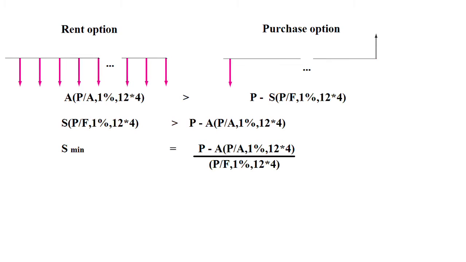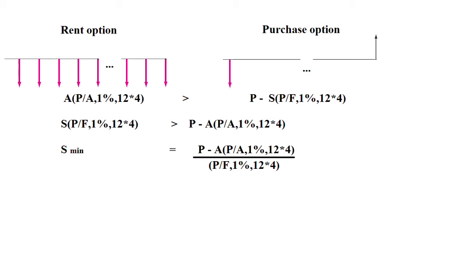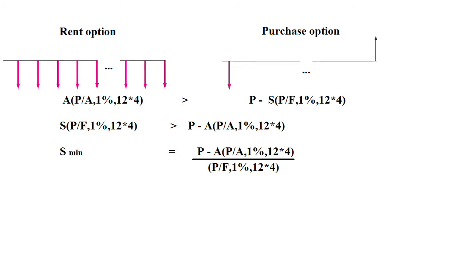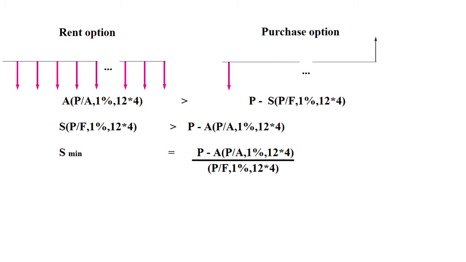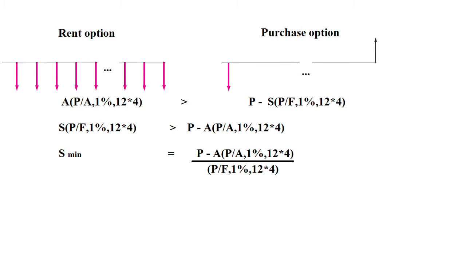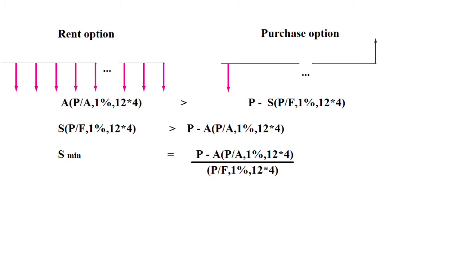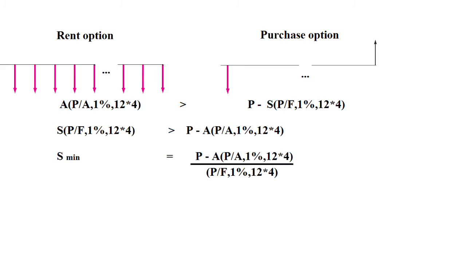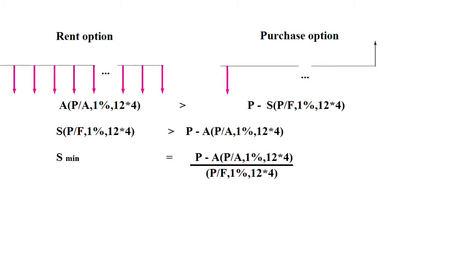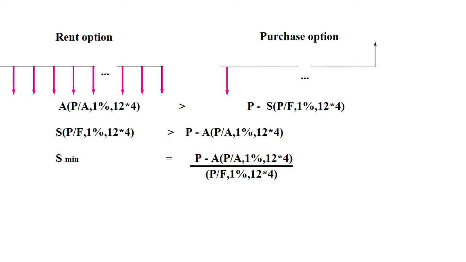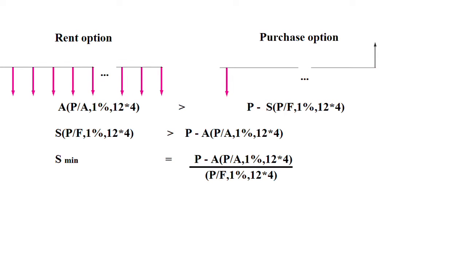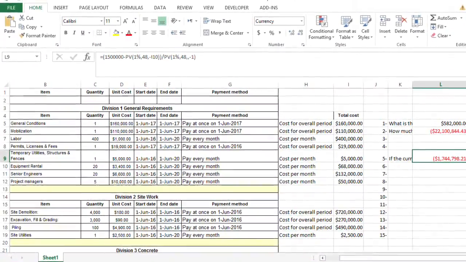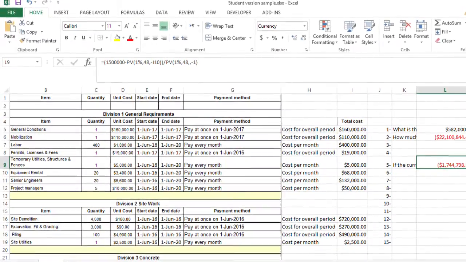The present value of the annual rent option must be greater than the present value of purchase option minus the salvage value. This way we are calculating the cost. Solving this inequality leads us to the following equation. Minimum salvage value is equal to the present value of purchase option minus present value of monthly payment for rent option, divided by the factor that converts the salvage value from a future value to a present value. Now to find the minimum salvage value using Excel, we just enter the equation as we got it.